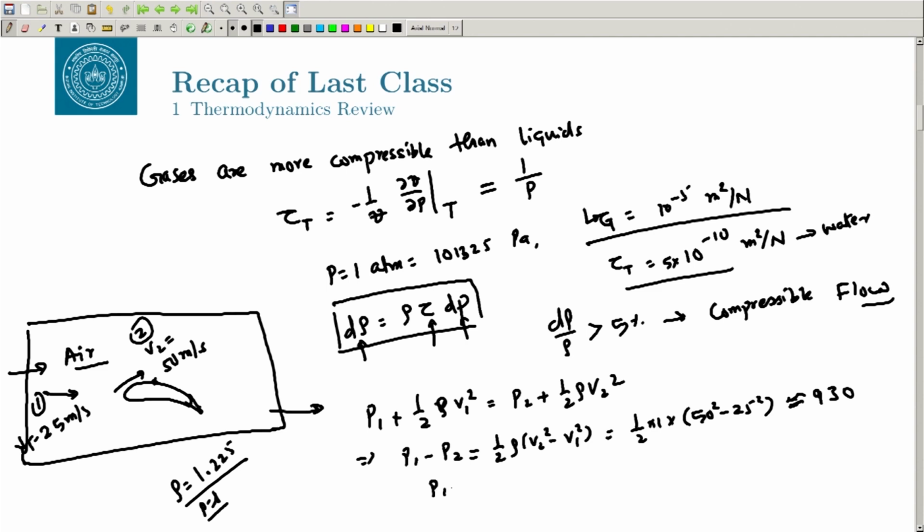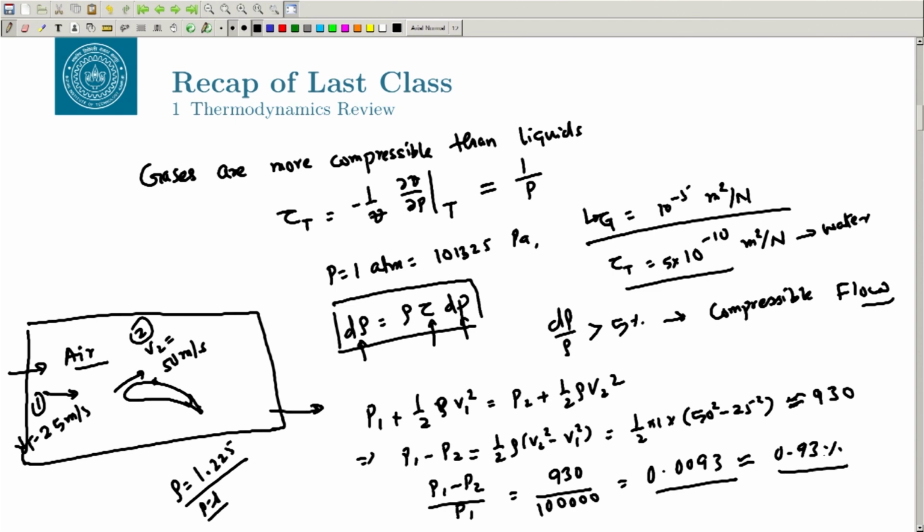So, then if you do P 1 minus P 2 by P 1. P 1 you can assume is atmospheric pressure, which is basically our dP by P. So, this will be around 930, and P 1 is, let us say, 1 atmosphere, which we can approximate to 10 to the power 5 Pascal, right. So, you can see the value is 0.0093. The change in pressure is around 0.93%, not even 1%.